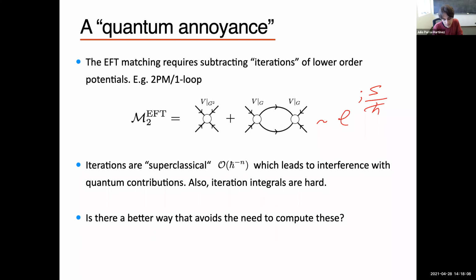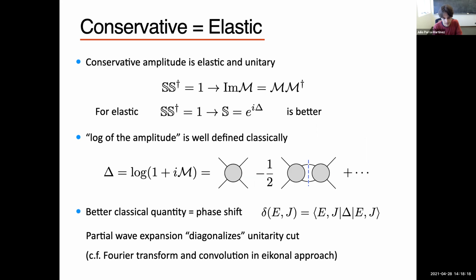Okay, so is there a better way to compute these things that avoids having to compute all of these iterations and subtracting them? Can we organize perturbation theory in some nice way so that we can avoid computing these things? The basic idea is that scattering amplitudes in this conservative sector are purely elastic, because, as I told you, these matter lines only exchange off-shell gravitons. Nothing is going off to infinity. There is no particle production.